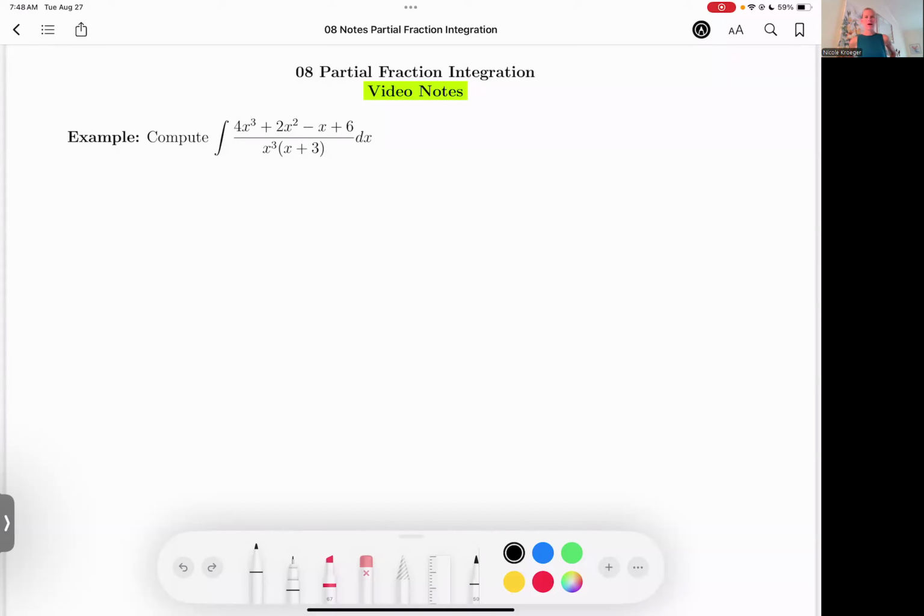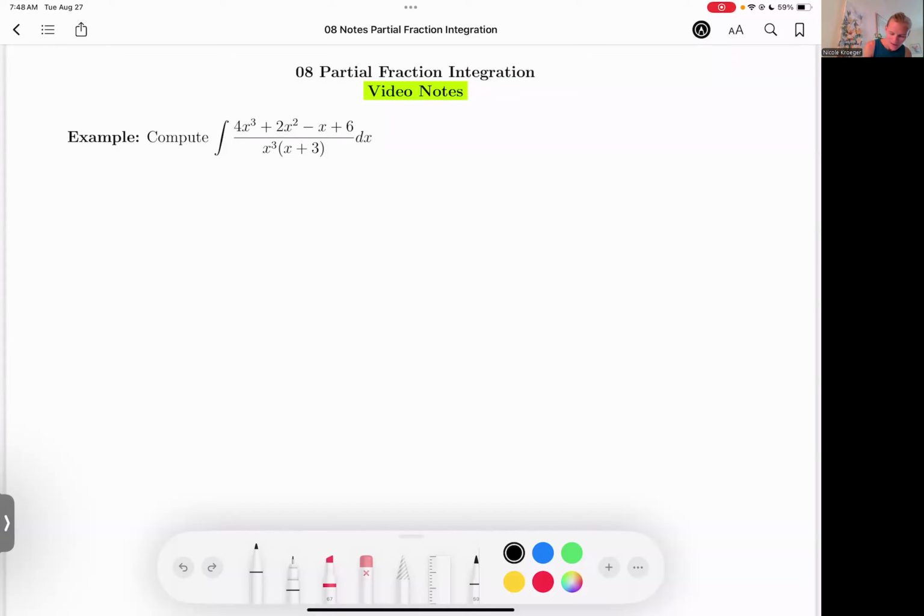If I look at this particular problem, I know I have a rational function, which is a polynomial over a polynomial. So this is a good candidate for partial fraction decomposition. The denominator factors nicely, which also makes it a good candidate. If we can't factor the denominator, we can't use partial fraction decomposition.